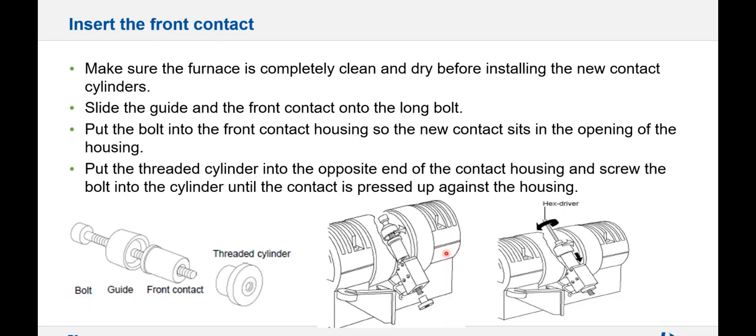So you're going to slide the guide and the front contact onto the long bolt, put the bolt into the front contact housing so that the new contact sits in the opening of the housing, put the threaded cylinder into the opposite end of the contact housing, and screw the bolt into the cylinder until the contact is pressed up against the housing.